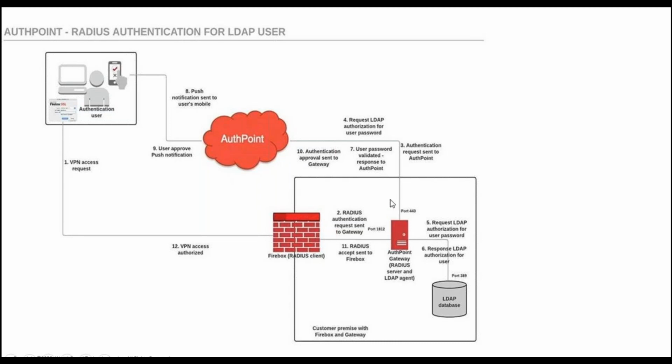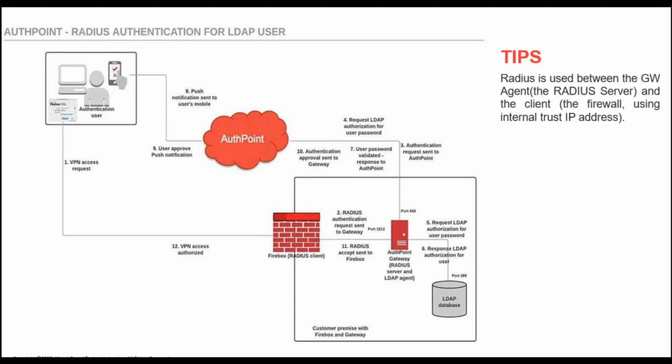So as you can see, the gateway agent is the one facilitating the communication, kind of speaking two different languages, the LDAP and the RADIUS. This information is going to be sent to AuthPoint in the cloud, saying the user password has been validated. That's the time the push notification is going to be sent to the user on their mobile phone, and then the user is going to approve the push notification. And then we have the authentication approval sent to the gateway, and then the SSL VPN is going to be established.